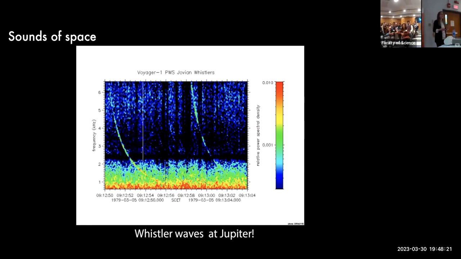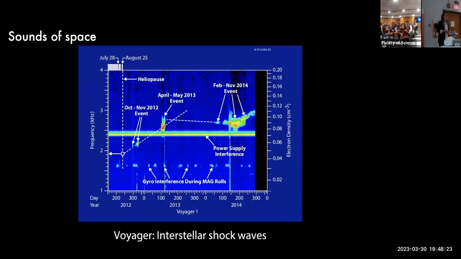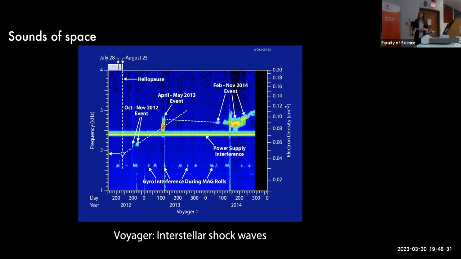Okay, so we have evidence of these same types of whistler mode waves that are being created at low altitudes by lightning on Jupiter itself, which is really incredible. And then finally, we're going to listen to sounds from Voyager itself. And this is when Voyager was out in interstellar space.